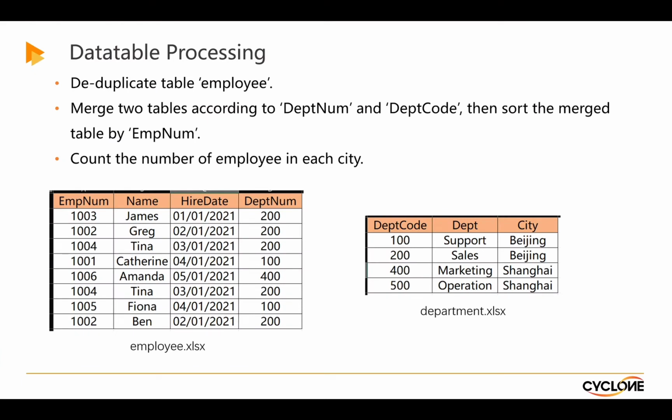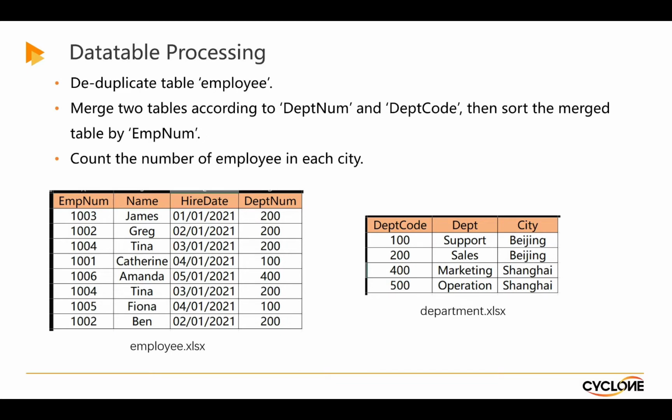We are going to process two tables. One table contains employee information and the other contains department information. There are three main automation objectives. First is to deduplicate employee information and sort by employee number in the employee table. Second is to replace the department number in the employee table with respective names and city in the department table. Third is to count the number of employees in each city and output the result in a new Excel workbook file.